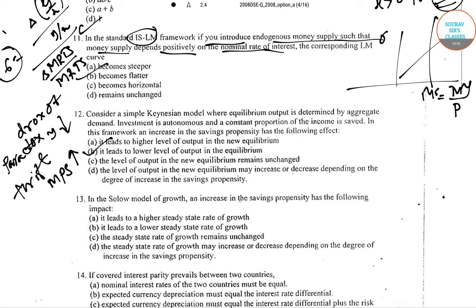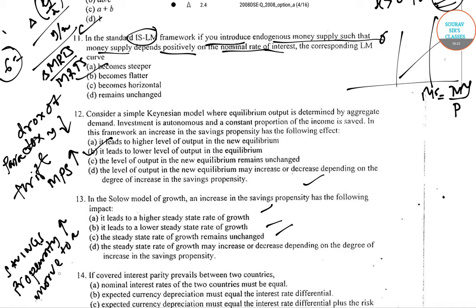In the Solow growth model, an increase in the saving propensity has the following impact. It leads to a higher steady rate of growth. It leads to a lower steady rate of growth. It leads to a growth which remains unchanged. The steady rate of growth may increase or decrease depending upon the degree of increase in the savings propensity. Now we know that when the savings propensity increases, we actually move to a higher steady state.